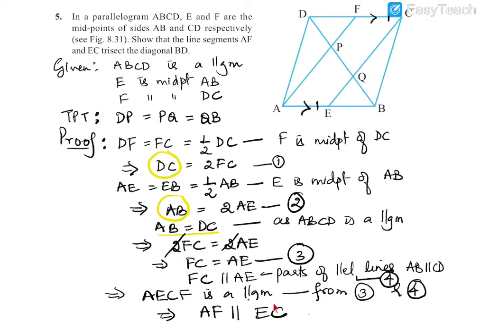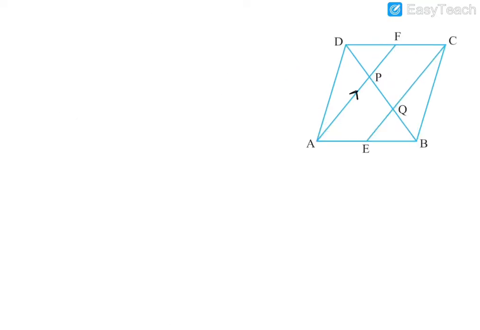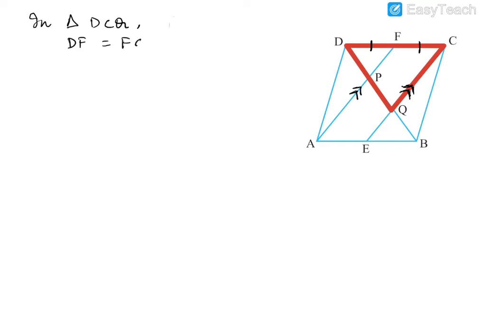Now using this result, we are going to apply converse of midpoint theorem. So let's mark the lines that we have just shown parallel. AF parallel to EC. Consider triangle DCQ. We are given that F is the midpoint of DC. So we can write DF is equal to FC. We have shown AF parallel to EC. So we can write FP is parallel to QC, as they are parts of parallel lines.